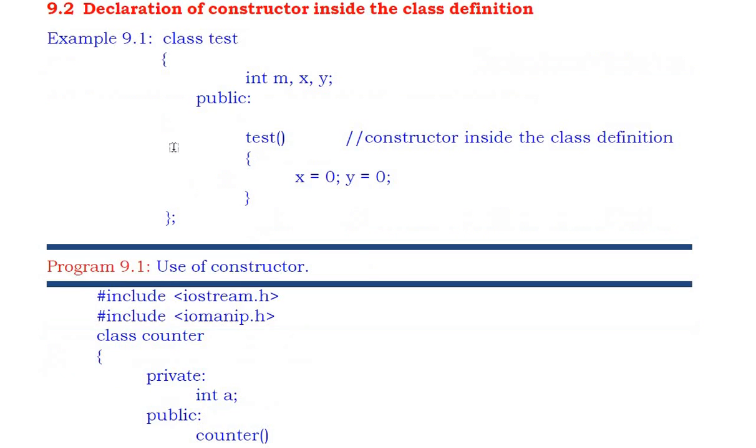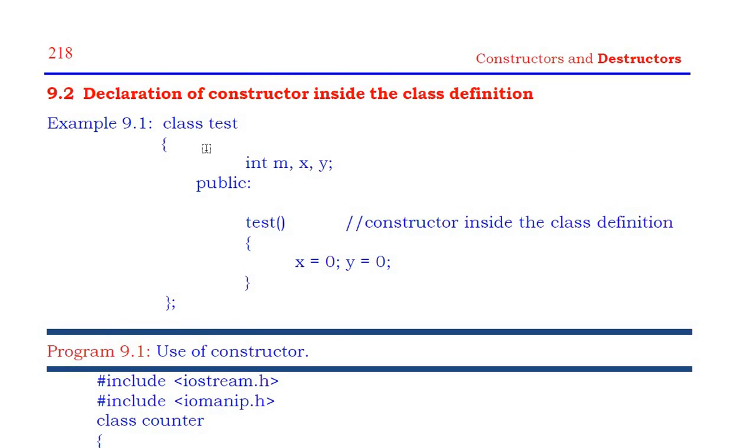So here you can see an example, declaration of a constructor inside the class definition. How to declare a constructor? Here this is a class, the name of the class is test, and this is the opening flower bracket. It indicates the starting of the class body.